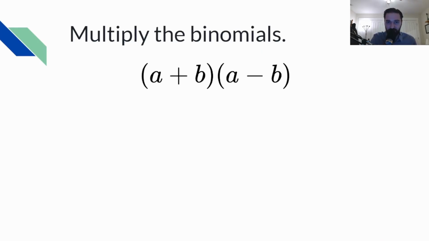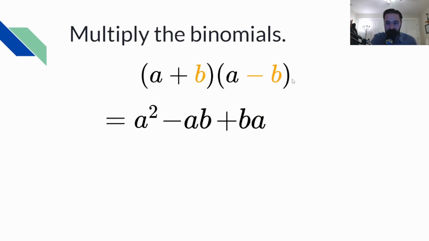Here I'm asked to multiply the binomials, a plus b times a minus b. Once again, we know how to deal with this. We can use FOIL to get rid of the parentheses. My firsts are a times a, so that's a squared. My outers are a times negative b, so that gives me minus ab. My inners are b times a, so that gives me plus ba. And my lasts are b and negative b, so that product gives me negative b squared.